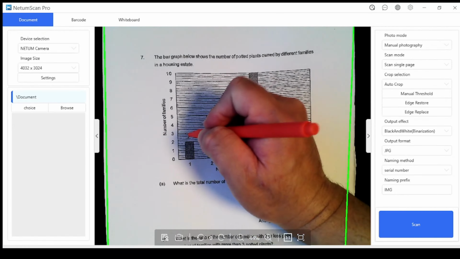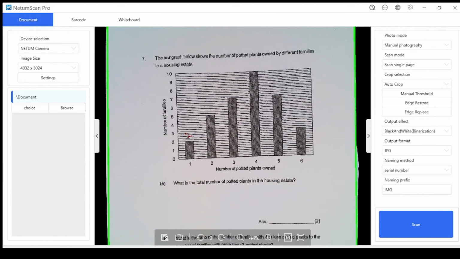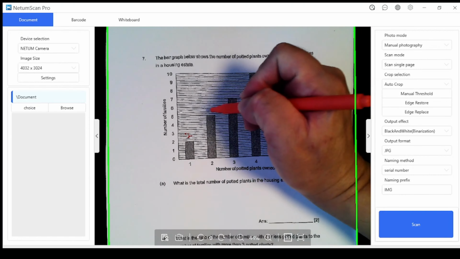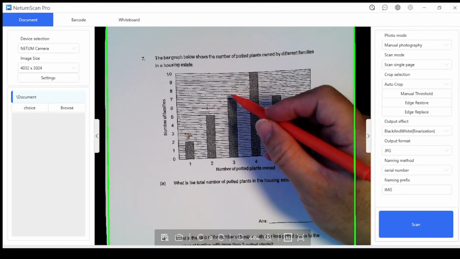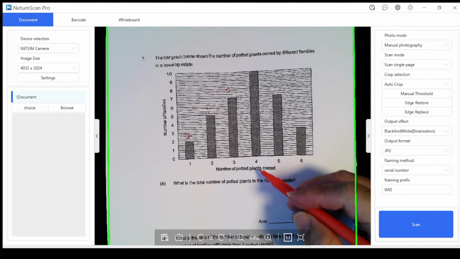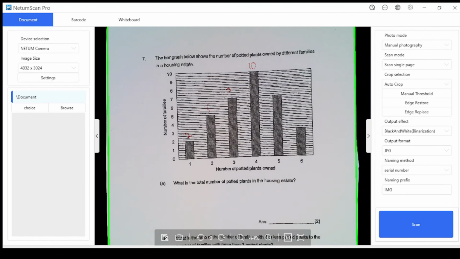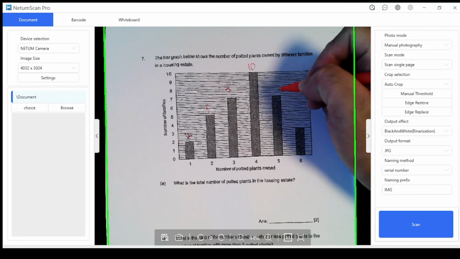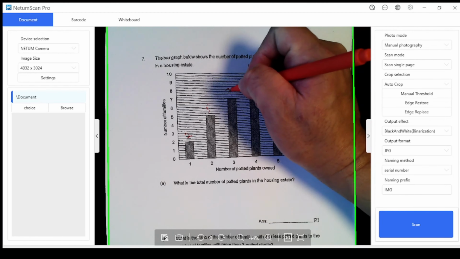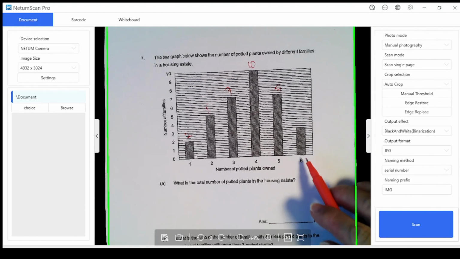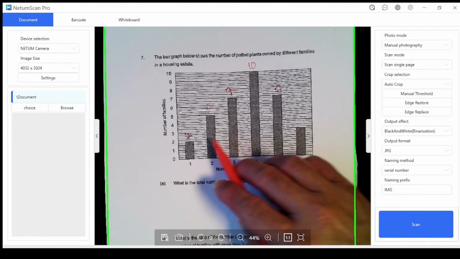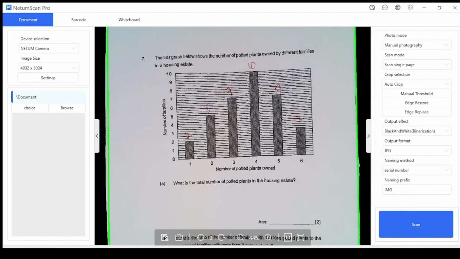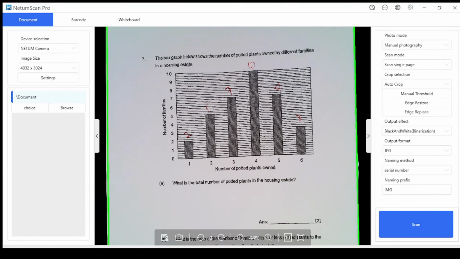Two. Okay, two photo bonds, how many? 5. 3, you have 7 families. 4, you have 10. 5, you have 7 again. Okay, and 6 photo bonds, you have 3. Okay, so what is the total number of photo bonds?